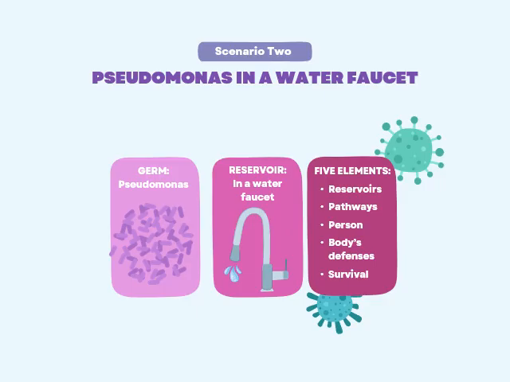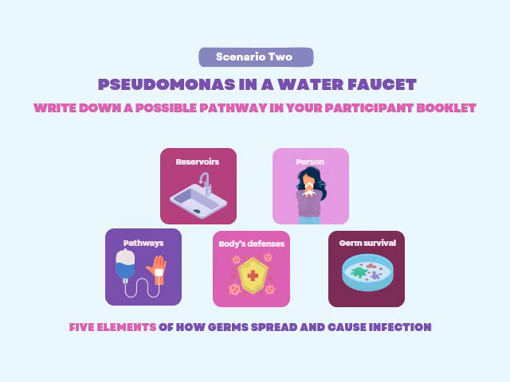In this scenario, the germ is Pseudomonas and the reservoir is water in a water faucet. Take a few minutes to think of a possible pathway for scenario 2. Write down in your participation booklet how each of the 5 elements could contribute to a patient getting an infection.